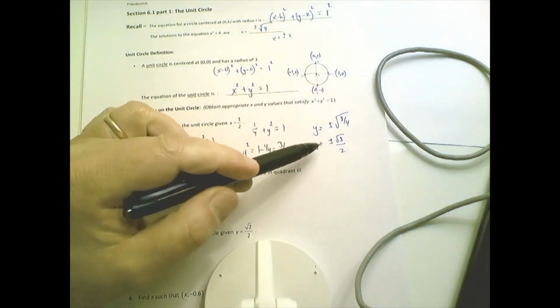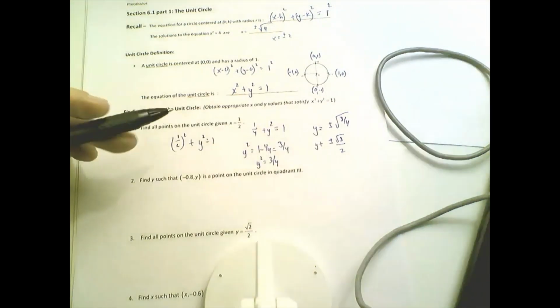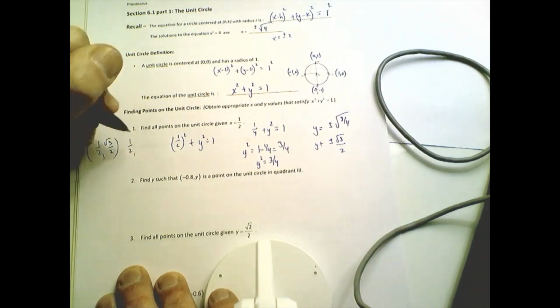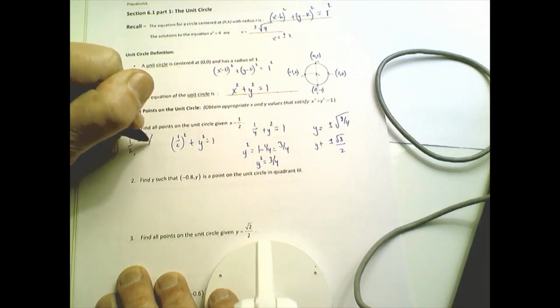y is equal to plus or minus the square root of 3 over 2. What are the points on the unit circle with x equal 1/2? 1/2, positive square root of 3 over 2. 1/2, negative square root of 3 over 2. By the way, you might be seeing some 30, 60, 90 triangle type numbers structured right here with that 1/2, square root of 3 over 2.